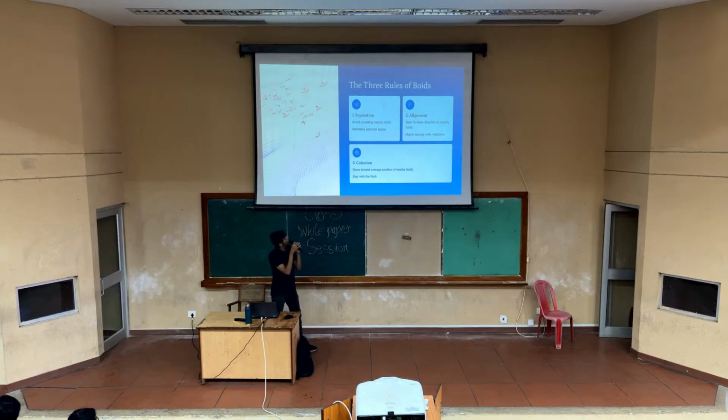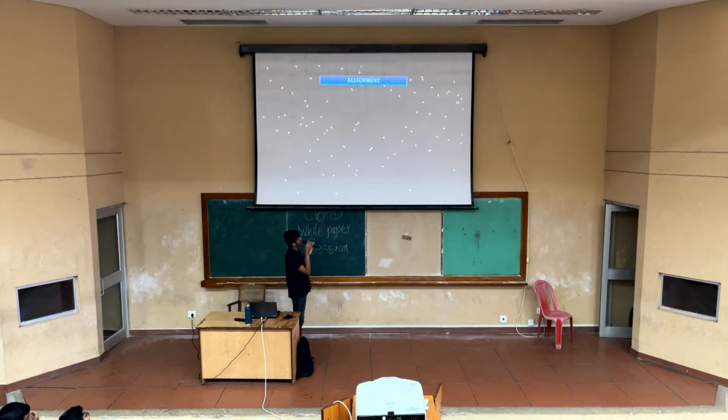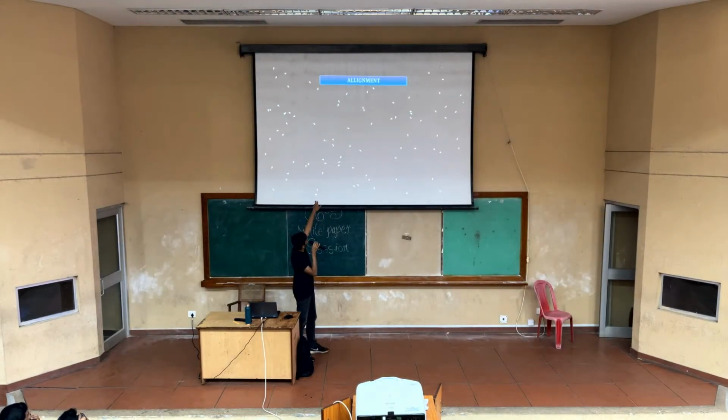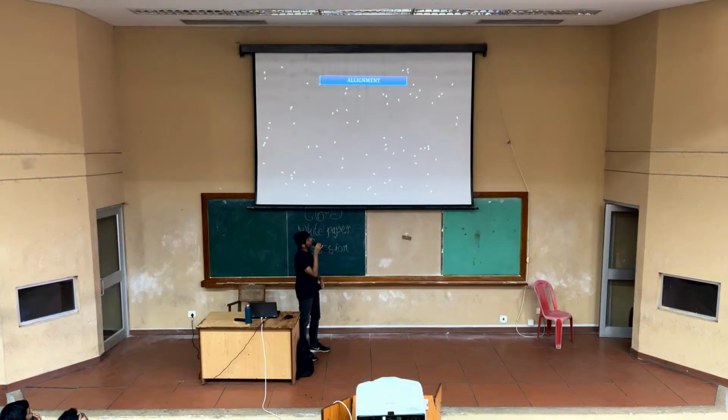First, I'll show you what happens when only one rule exists at a time, and then what happens when we combine all of them. So, this is what happens when there is just alignment. As you can see, they interact a bit with each other and try to move in the same direction. It is very messy and they don't have any real coordination.